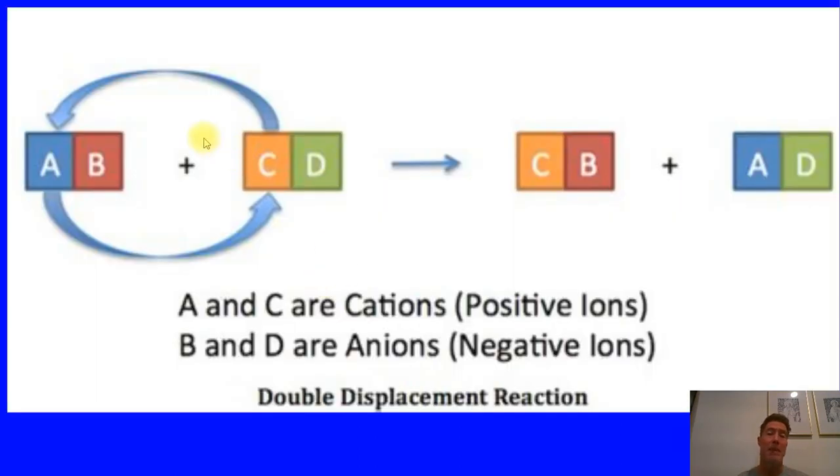So here's what it looks like. A shows up at the party with B, C shows up to the party with D, but A and C switch partners. So C comes over here to dance with B, A switches over here to dance with D, and that's the way they go home. So the cations switch their positions with respect to the anions. That's a double displacement reaction.